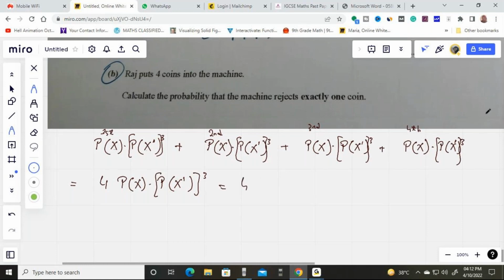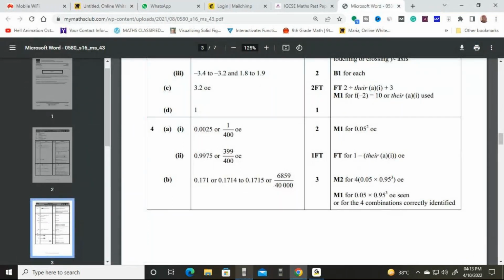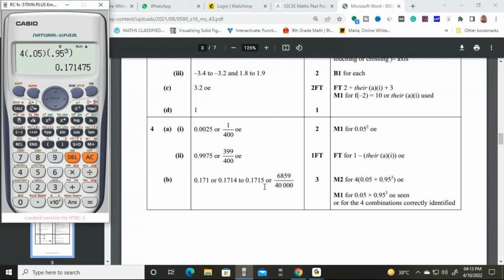So it is 4 times 0.05 into 0.95 whole cube. Now get your answer. Let's see what we get. 4 times 0.05 multiplied by 0.95 whole cube. We're getting 0.171475. That's right. It's all correct.